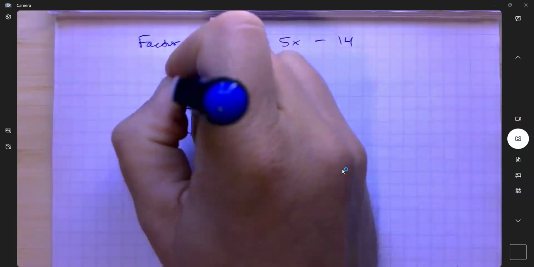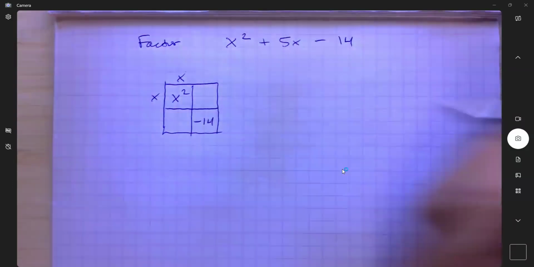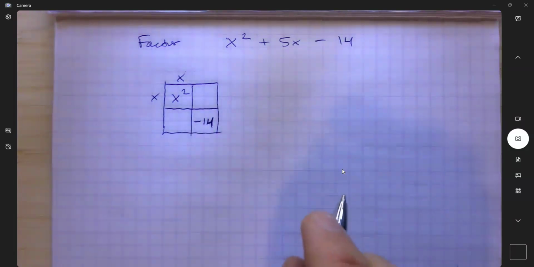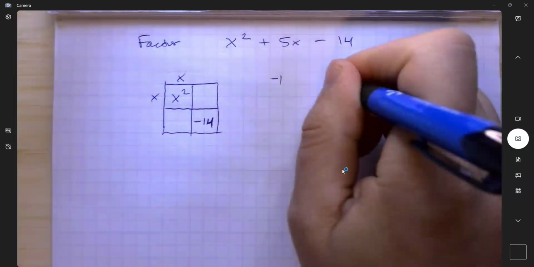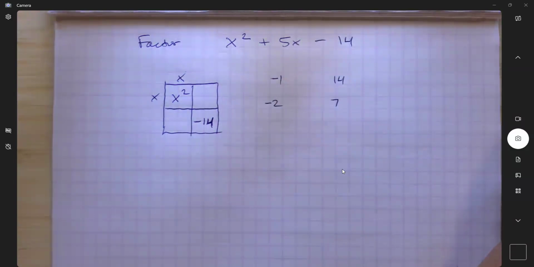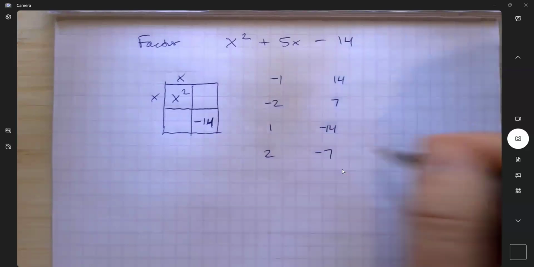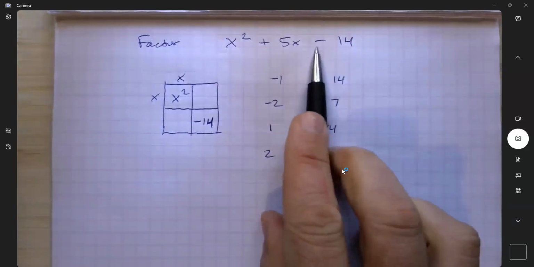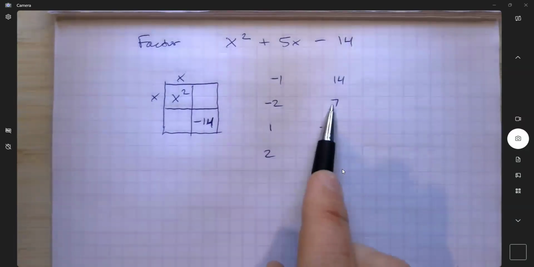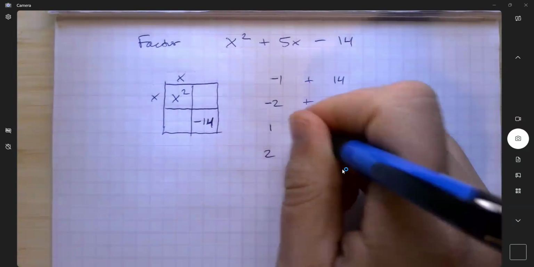So I know I have an x squared, so that means I have an x on the top and on the side. And now I have a negative 14 in the lower right panel. So I have to find numbers that multiply to be negative 14. Well, that could be negative 1 and 14. It could also be negative 2 and 7. It could be 1 and negative 14, or 2 and negative 7. So as soon as you have a negative number, or in general integers, you have to check integer multiplications, not just positive number multiplications.